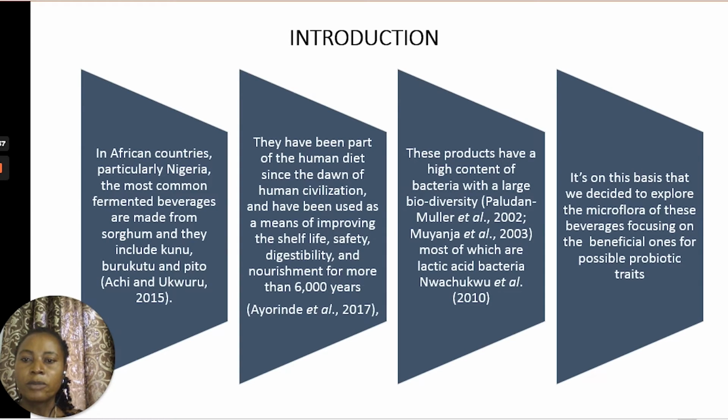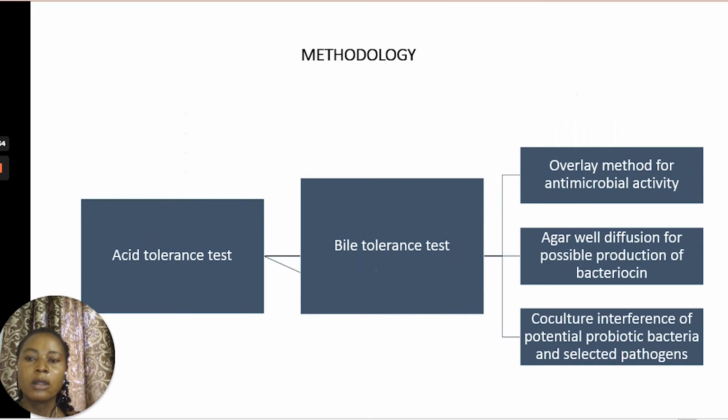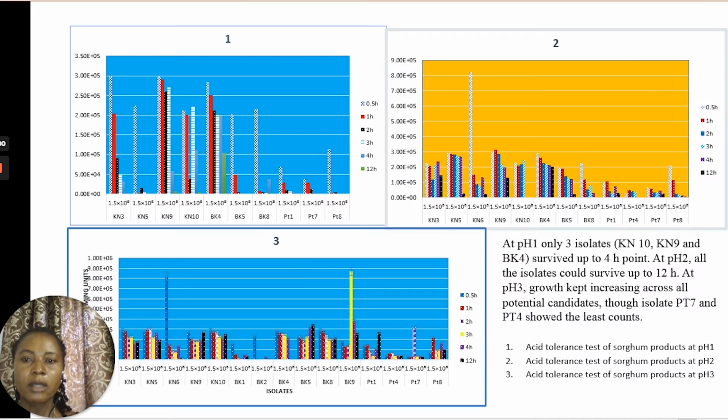Most of these fermented beverages from Nigeria are made from sorghum. They have a high content of bacteria with large biodiversity. It is on this ground that we decided to explore the microflora of these beverages, focusing on the beneficial ones for probiotic use. They were screened using different methods such as acid tolerance, biotolerance, and antimicrobial activity.